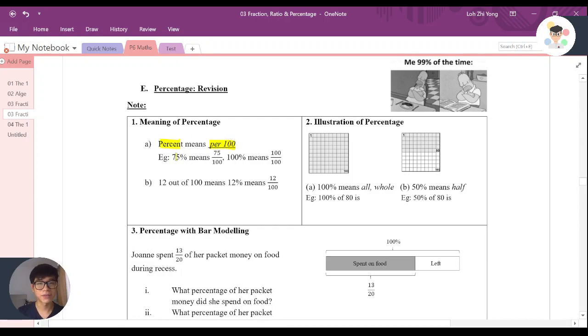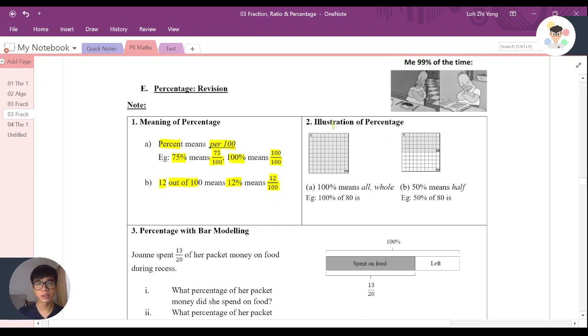For example, if I say 75%, it means 75 over 100, or per 100. And when you say 100%, it means 100 over 100. Okay. Also, the second words that we usually use is out of 100. For example, if I say 12 out of 100, it basically means 12%, and it also means 12 over 100. Okay, this is the meaning of percentage.